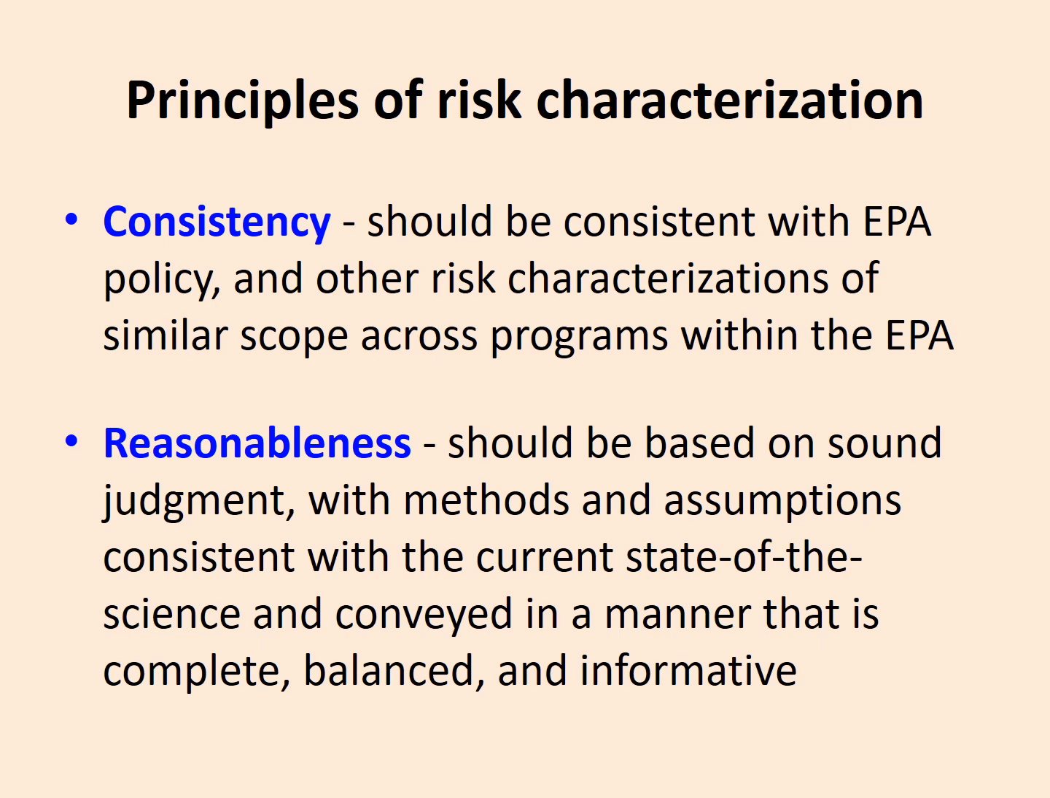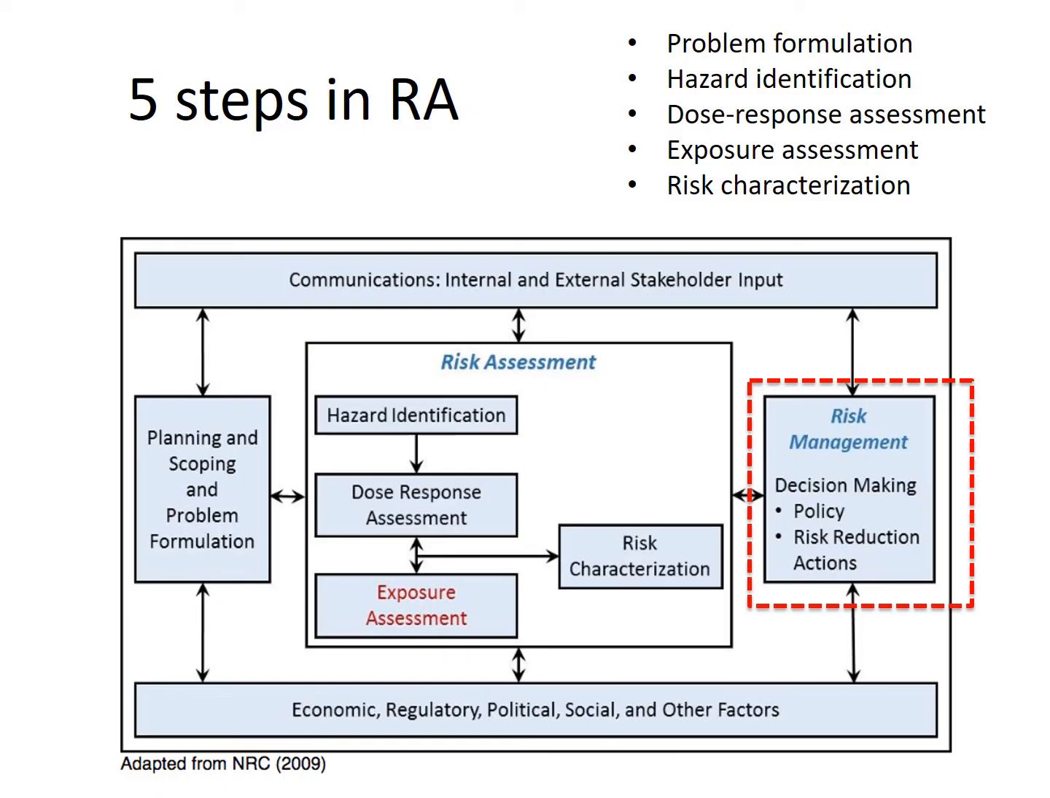As we have these risk characterizations, we want to be consistent. Between EPA policy and other programs, is one person doing it in a similar way as a scientist over here versus over there, versus across states? So how can we pull these together to be similar in scope? And then we want to be reasonable, based on sound judgment and methods and limitations and the state of the science. All of these things are pulled into risk characterization.